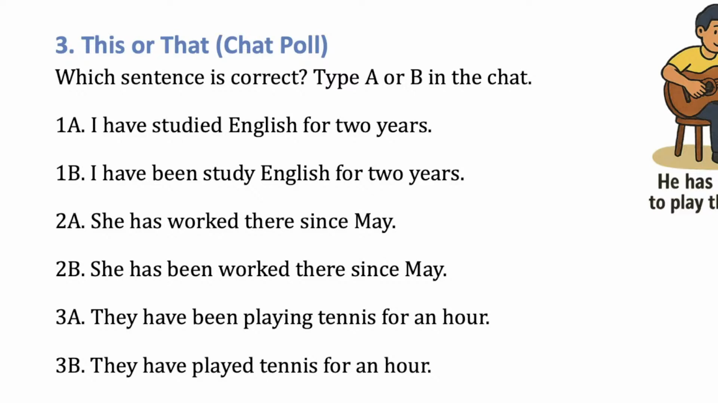1A, I have studied English for 2 years. B, I have been studying English for 2 years. 2A, she has worked there since May. B, she has been worked there since May. 3A, they have been playing tennis for an hour. B, they have played tennis for an hour.